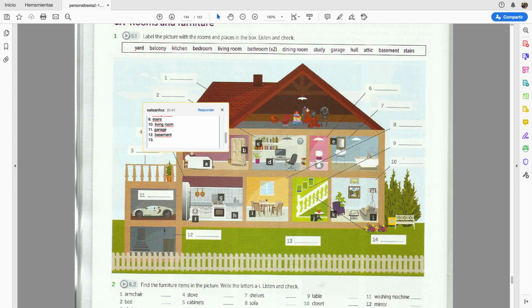Number 13. In number 13, it's where you have flowers, plants. If you have children, or if there are children at home, they play there, and we call it the garden. The garden, or in American English, the yard.